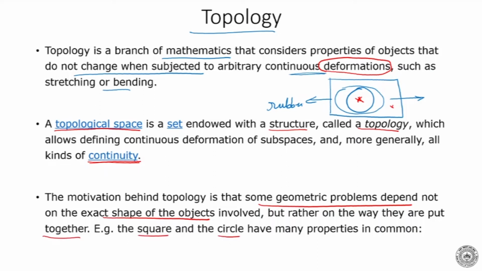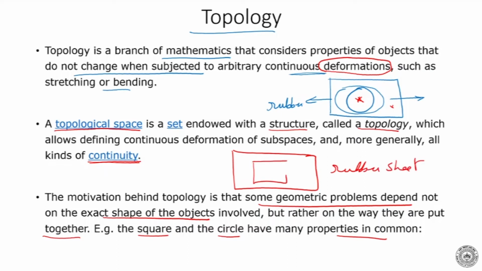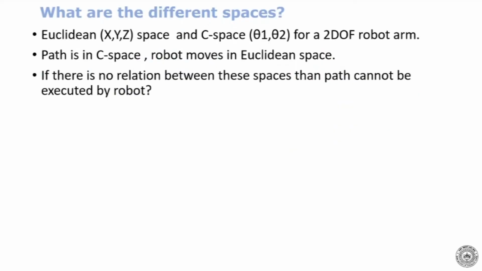For example, the square and the circle have the same properties in common. If I take this rubber sheet again, and I draw a square, and I subject it to deformations, I pull the rubber sheet, what will happen is a square is a closed curve, so it will remain a closed curve. Points which are inside will remain inside, they cannot come outside. So in a sense, a square and a circle are the same as far as topology is considered, they are topologically similar. Now this is useful in our case of path planning. We'll see as we go along how.